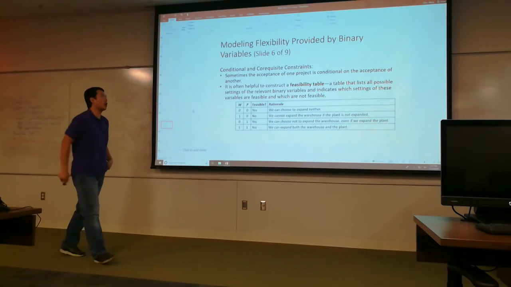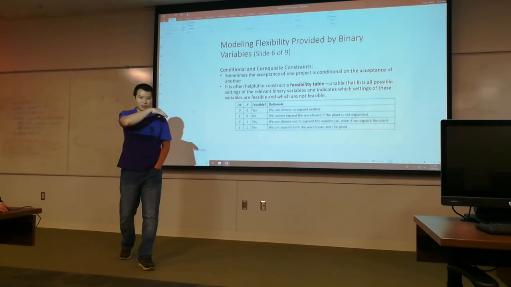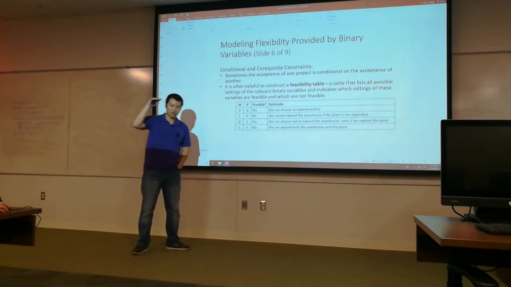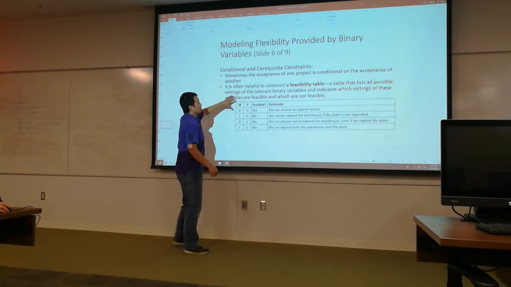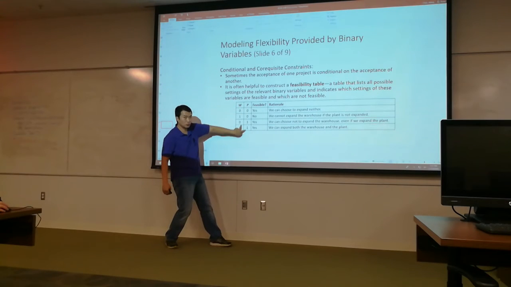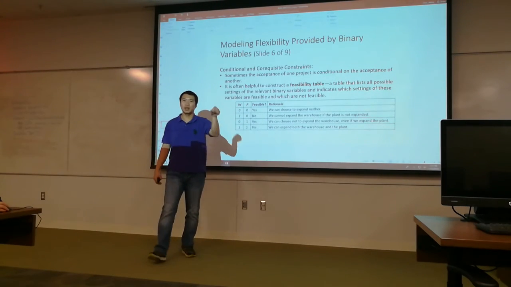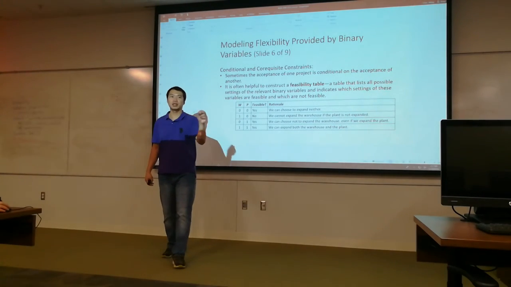Conditional and co-requisite constraints. When we deal with this, it is more complicated. You have to figure out what kind of constraint is feasible, which one is not. So we have two variables. W means you want to expand the warehouse. P means you want to expand the plant.